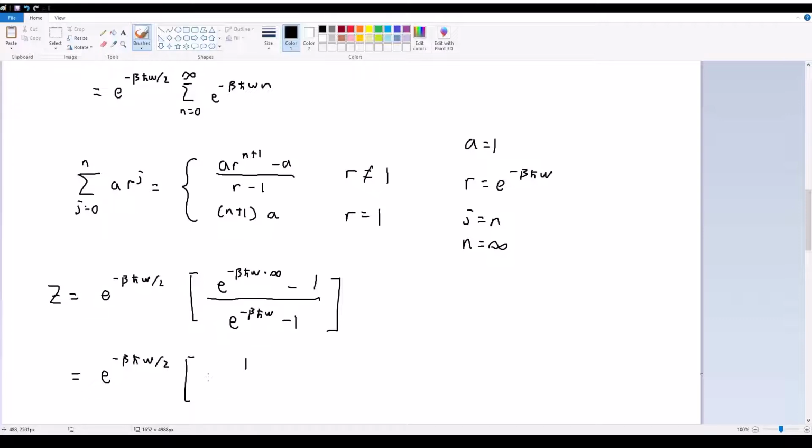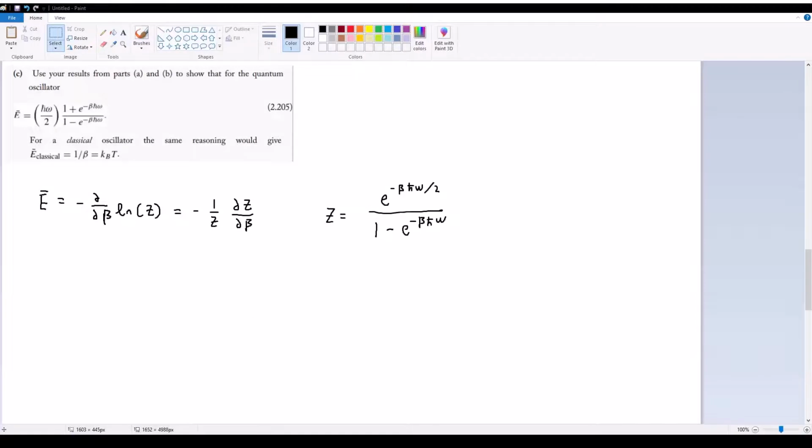I'm going to change it to positive 1 and switch the order down below to 1 minus e to the negative beta h bar omega, like that. And then if I move this up to the top, this is just equal to e to the negative beta h bar omega over 2, divided by 1 minus e to the negative beta h bar omega. And just like that, we are done with this problem. Or not this problem, but with this part.